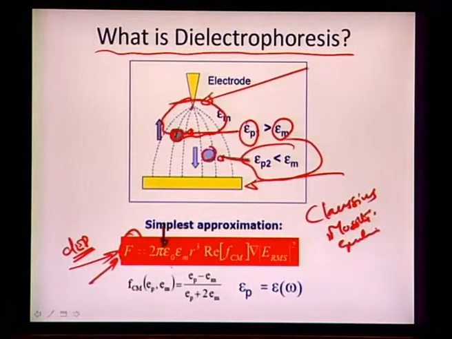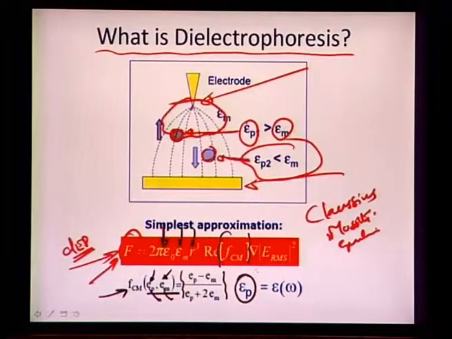2 pi epsilon 0 epsilon m r cube times the real part of this function FCM called Clausius-Mossotti function, which is also given in terms of the particle dielectric constant and the medium dielectric constant. So, essentially this function is given by EP minus EM divided by EP plus 2 EM, where this is the dielectric constant of the particle, this is the dielectric constant of the medium.